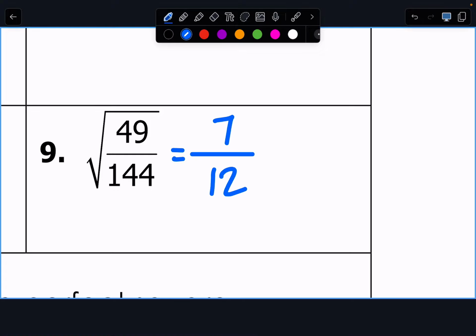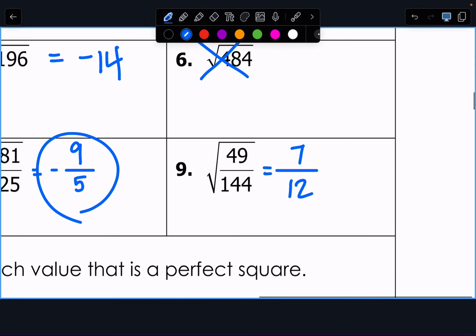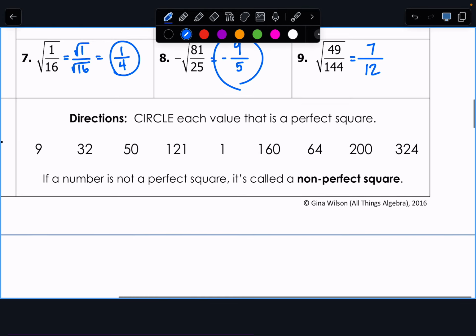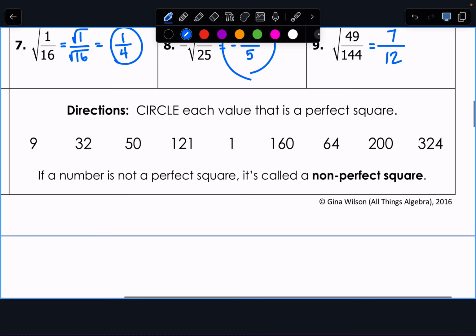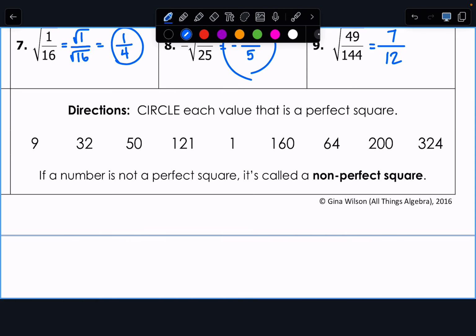All right, without looking at page 3, I'm going to give you 30 seconds to circle all the perfect squares you can recognize. Ready, set, go. Circle all the perfect squares you recognize.